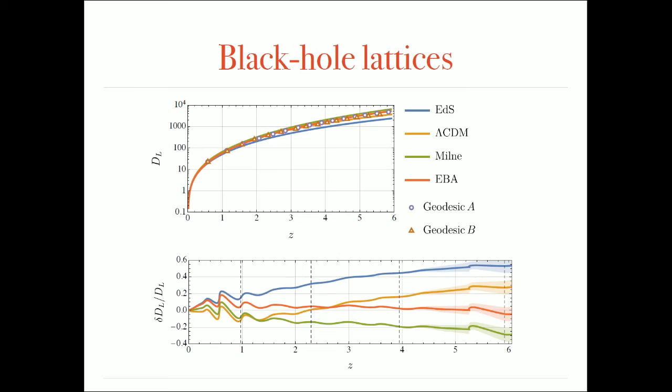And this model was constructed to have the same average density as an Einstein-de Sitter universe, but an Einstein-de Sitter universe doesn't match its optical behavior at all. We compared it to a bunch of other things, and truly the thing that worked the best was this EBA. This EBA was an extremely accurate reproduction of what happened in the completely exact cosmology. And here's just the difference between what all these different models did.